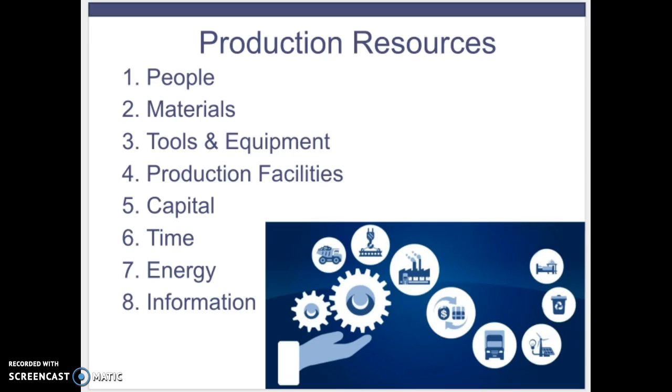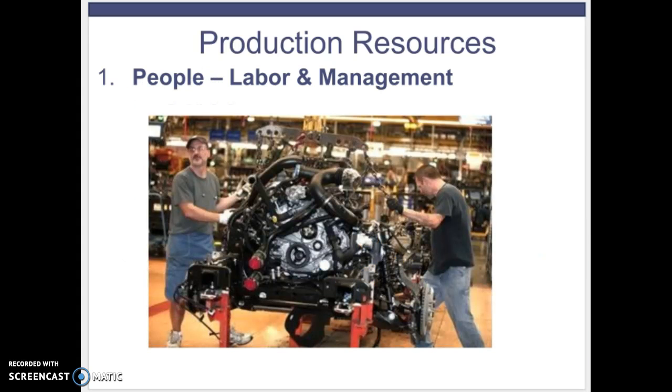For production resources, it is essential that we understand the basic resources needed in manufacturing. These are the people, the materials to produce the product, the tools and equipment, the production facility, capital, time, energy, and information. We will go deeper into each of these.